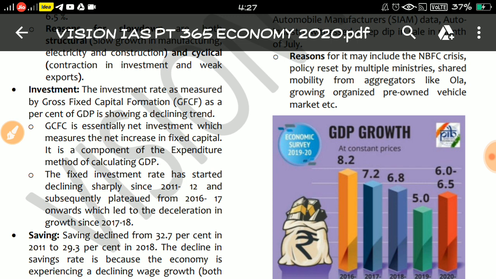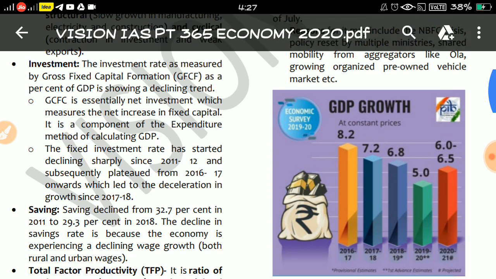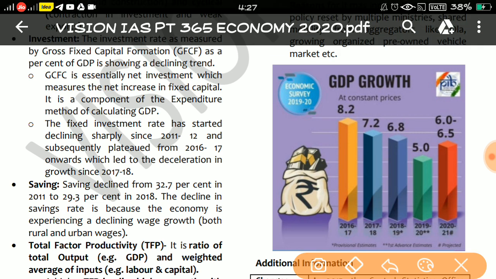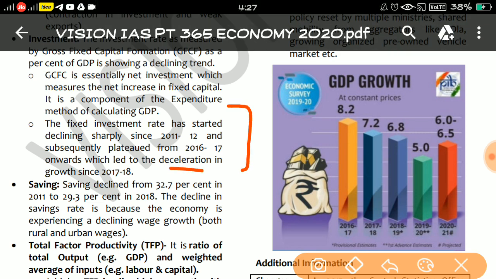There are different methods, like the production method, in which you will get to know about GVA and all, and another method, the income method. So income method, expenditure method, and the production method. These are the methods. Apart from that, the fixed investment rate has started declining sharply since 2011. So we are basically facing this deceleration. This is something that the economic survey is also highlighting.